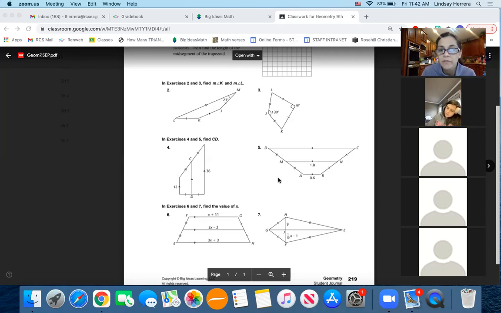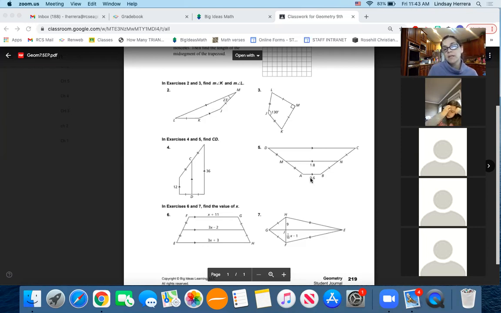All right, let's look at number 5. Now we're trying to find one of our bases. We're given one base and the midsegment, and we need to find the other base. So we know that this midsegment is half of these 2 bases added up. So to write our algebraic equation, we're going to say 1.8 equals 0.6 plus x all divided by 2. So 0.6 plus x in parentheses divided by 2, or just put them both above the division thing.